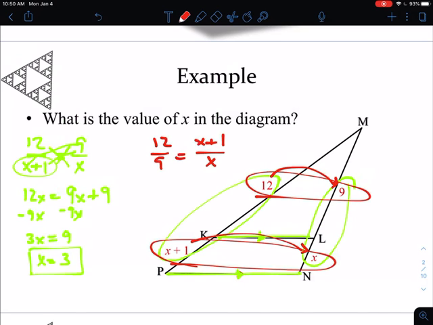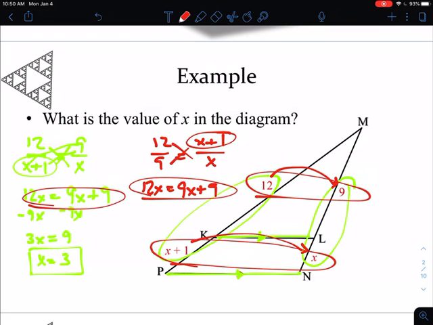Now if I notice, when I go to cross multiply here, I'm going to take 12 times x and get 12x. And I'm going to take 9 times all of the x plus 1, so 9x plus 9. And so now I have exactly the same expression as I had before, so this is going to solve out to give me x equals 3 either way.